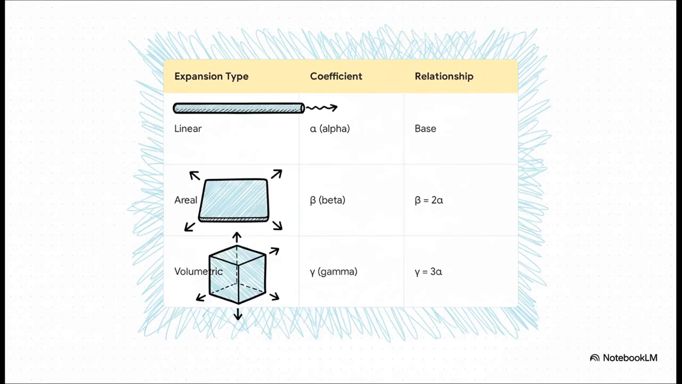And physicists can predict all of this with incredible precision using something called coefficients. Just take a look at the table here. The base measurement is alpha. That's for linear expansion. From there, the math is actually surprisingly simple. For area, the coefficient beta is pretty much just 2 times alpha. And for volume, gamma is about 3 times alpha. It's just this beautifully predictable and simple relationship.